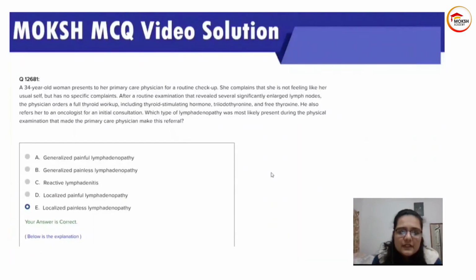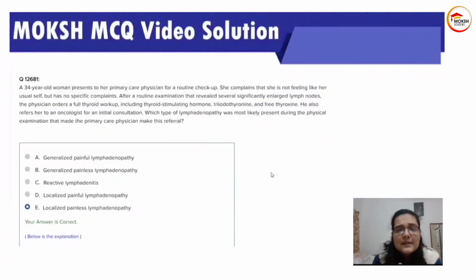So first of all, we know it is a cancer. It is a metastasized neoplasm. So the lymphadenopathy in this case would be painless. There'll be no pain. There'll be rubbery consistency of the lymph nodes. They might be matted in some cases, right?